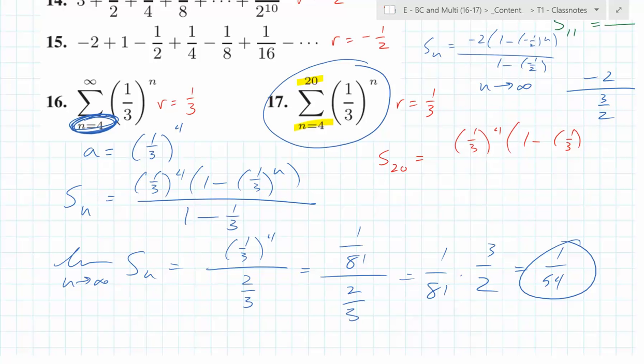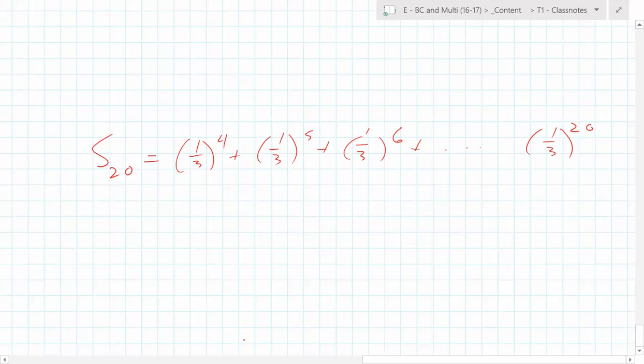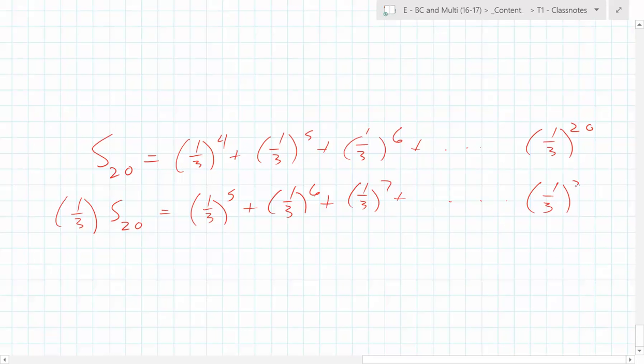Which one is it? Remember what we did to prove the geometric series? What did we multiply both sides by? The common ratio, right? Do you remember this? The sum we're looking for is from 4 to 20. So what did we multiply? We multiply by 1/3. What did that do to each of these powers? It increased it by 1, right? Correct? 1/3 to the 5th, 6th, 7th, all the way to 1/3 to the 21st.